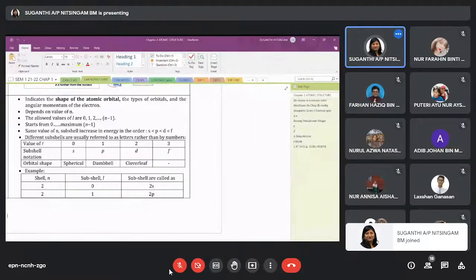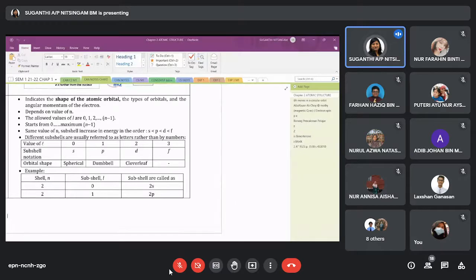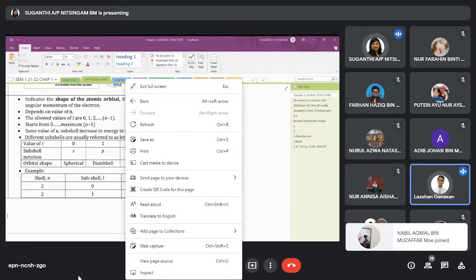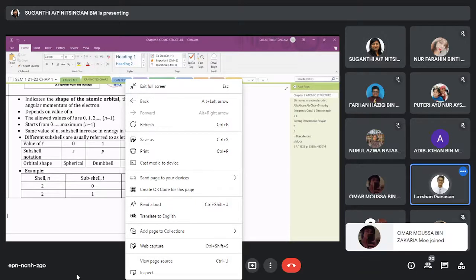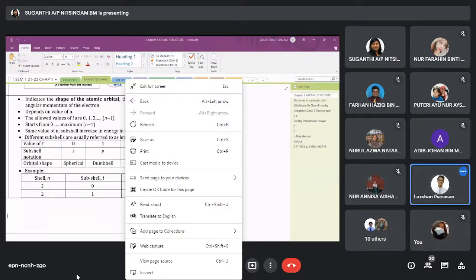Okay, before we go on this, let me ask Encik Lakshan, tell me the 4 quantum numbers. Principal quantum number, angular quantum number. What is the symbol for principal? N, madam. For angular will be L, and magnetic quantum number will be M, and electron spin will be S. Okay, thank you.